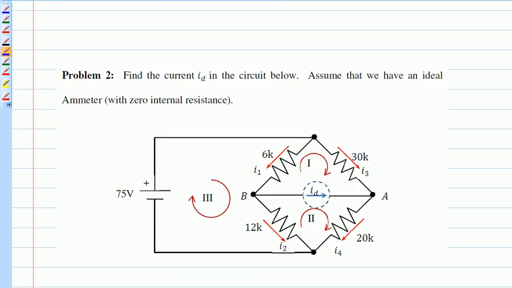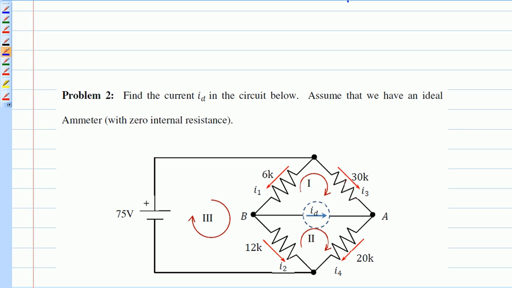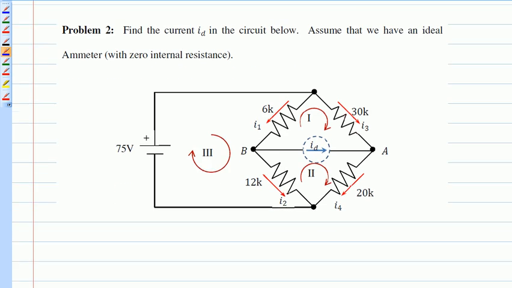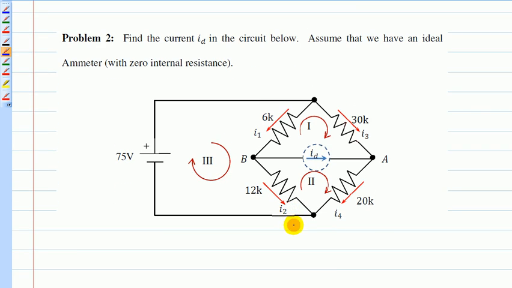Okay, second question. It's a Wheatstone bridge question. The question asks you to find the current from node B to A. Basically, this means the Wheatstone bridge you have right now is an unbalanced bridge. How do I know it's unbalanced? You look at the ratio between the 2 resistors here and the ratio of these 2 resistors here, and they are not the same, so it's not a balanced Wheatstone bridge.